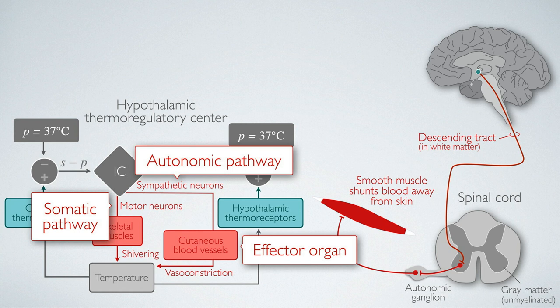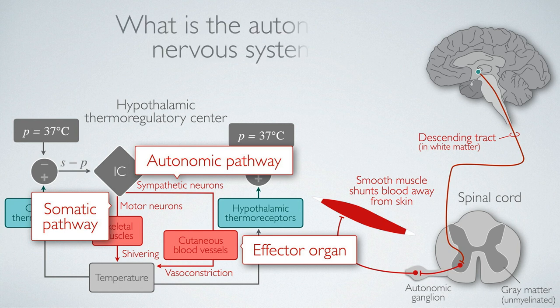Autonomic pathways are more diverse. There's three major types of autonomic pathways, and they have a variety of effector organs. So, this mini lecture focuses on that, and we address this question: what is the autonomic nervous system? Now, we're going to detail that in this lecture. Let's start off with a generic definition.